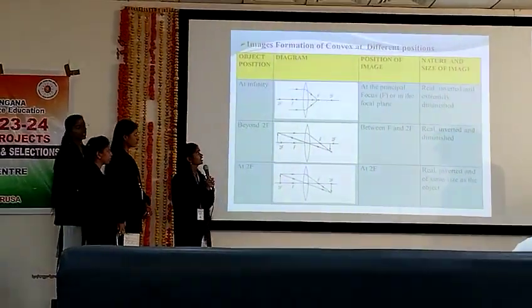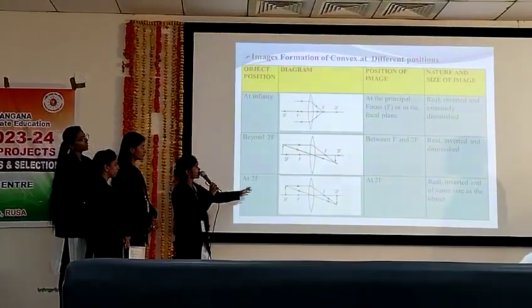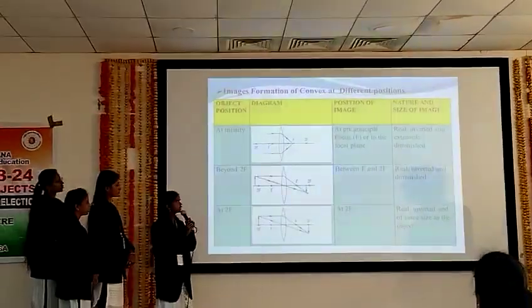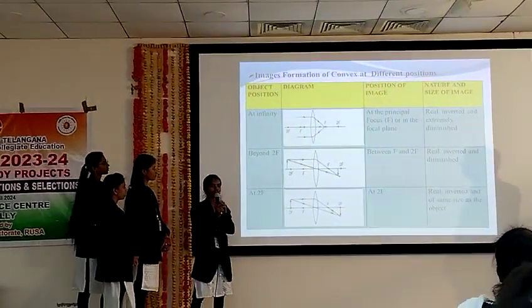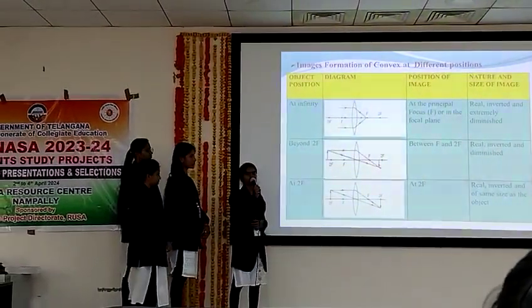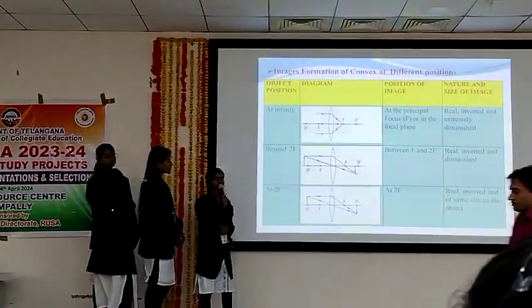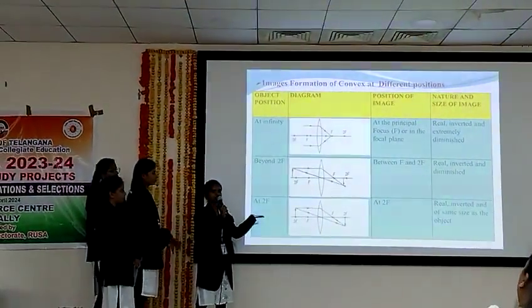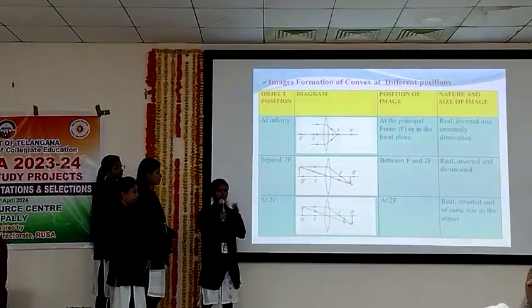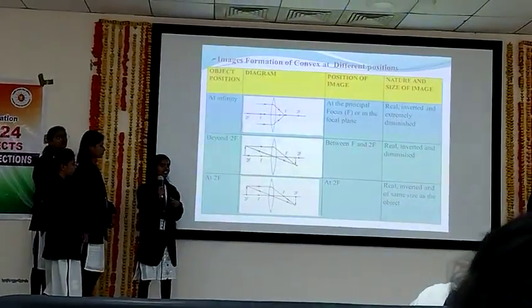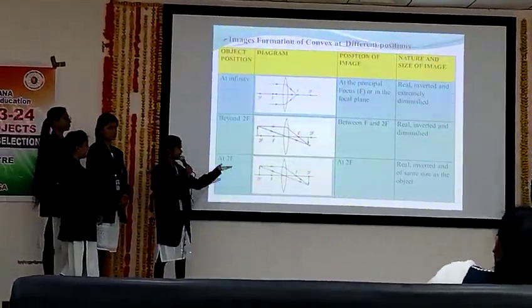Image formation by a converging lens in different positions. When an object is placed at infinity, it will produce a real inverted image at the first focus. This type of image formation is shown in telescopes. When an object is placed beyond 2f, it will produce a real, inverted, diminished image between f and 2f. This type of image formation is shown in cameras. When an object is placed at 2f, it will produce a real and inverted image, the same size as the object, at 2f.